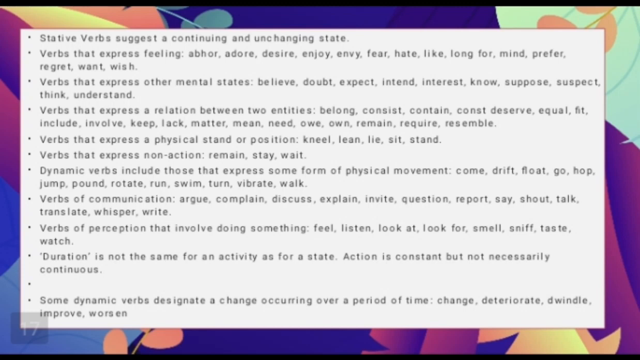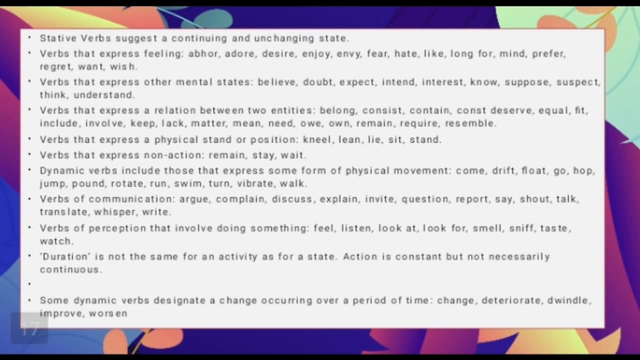Dynamic verbs include those that express some form of physical movement: come, drift, float, go, hop, jump, rotate, run, swim, turn, vibrate, and walk. Verbs of communication: argue, complain, discuss, explain, invite, question, report, say, shout, talk, translate, whisper, and write. Verbs of perception that involve doing something, like feel, listen, look at, look for, smell, sniff, taste, and watch.